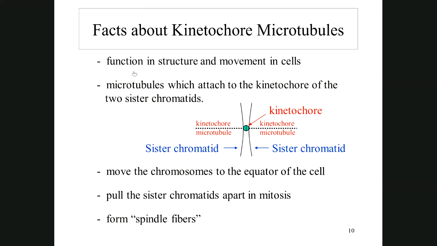Function in structure and movement in cells. Well, you knew that. You knew that microtubules were involved in cell shape and movement inside of the cell. The microtubules which attach to the kinetochores of the two sister chromatids are called Kinetochore Microtubules because they attach to the kinetochores. And you're going to see in a minute that they're coming from poles, opposite sides of the cell. And I've got my sister chromatids labeled here, and I have the microtubules that are attaching to the kinetochore, and they're called the Kinetochore Microtubules. They move the chromosomes to the equator of the cell, and they will eventually pull the sister chromatids apart. Okay? The microtubules are called spindle fibers. They're part of the spindle fibers, the spindle apparatus that we'll see on the next slide.